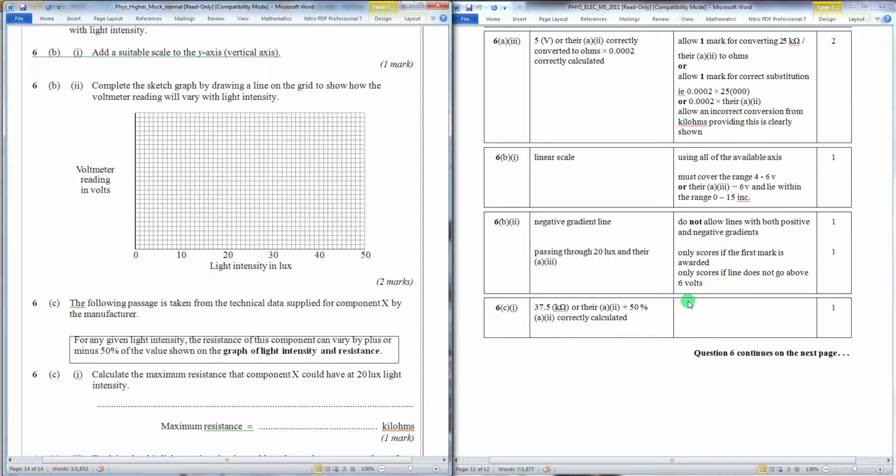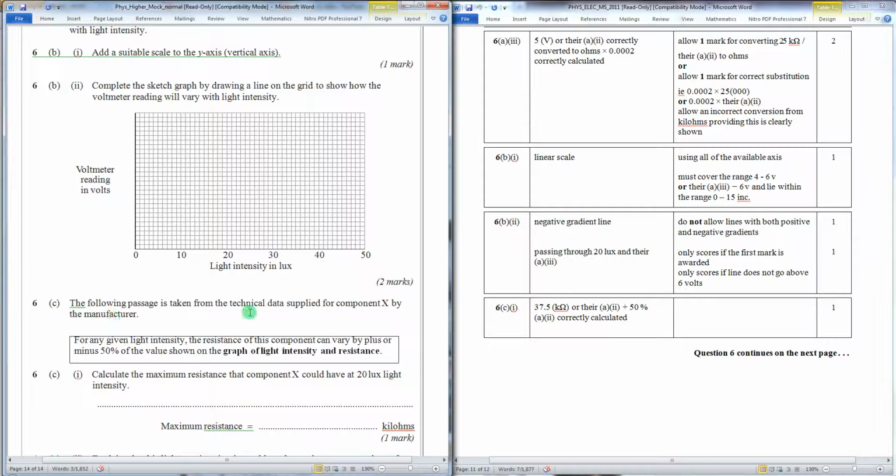So you only got the mark for passing through the second point correctly if your line does not go above 6 volts. If your scale went from 0 to 8, say, and at any point your line goes above the 6 volt mark to 7 or 8, you don't get that second mark. So that second mark is really hard to get.